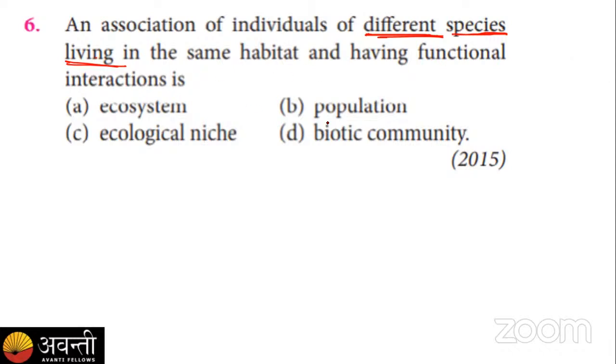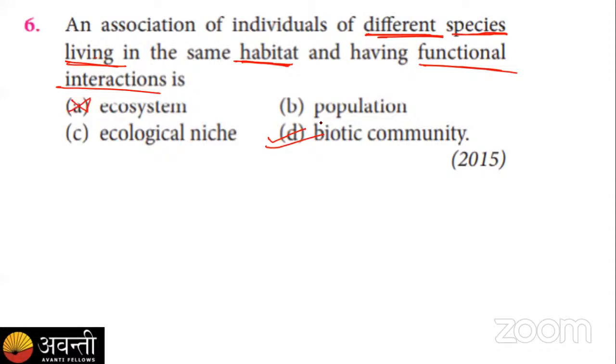Okay, so the answer is the biotic community. An association of individuals of different species living in the same habitat. The habitat is the same. The functional interaction place is the same. So that area is known as the biotic community. We are not taking the ecosystem as the correct answer or ecological niche as the correct answer, because ecosystem is an interaction between the living and the non-living components, or we can say the interaction between the biotic and abiotic components. That is why the ecosystem cannot be an answer.